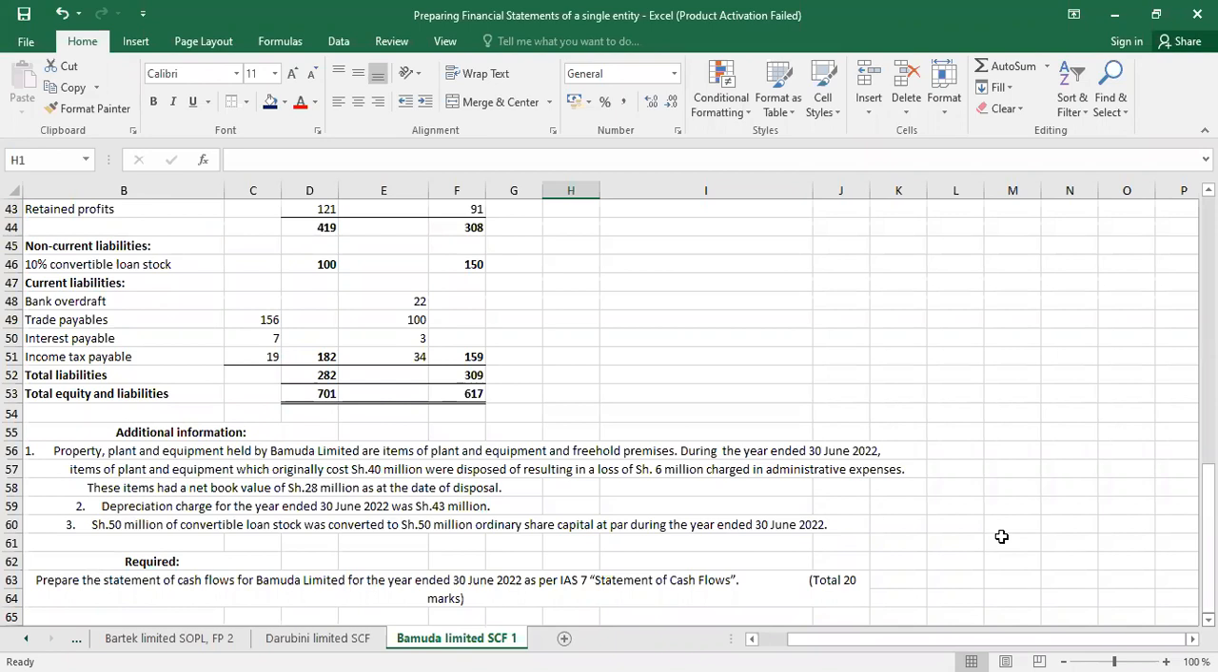During the year ended June 2022, items of plant and equipment, which originally cost 40 million, were disposed of, resulting in a loss of 6 million charged in the administrative expenses. This item had a net book value of 28 million as at the date of disposal. Depreciation for the year is 43 million. Then note number 3, 50 million of convertible loan stock was converted into 50 million ordinary share capital at par during the year ended 30 June 2022. So let me take the chart.